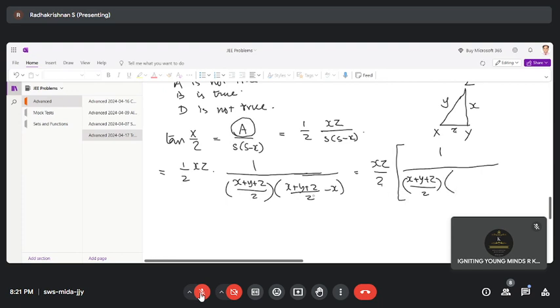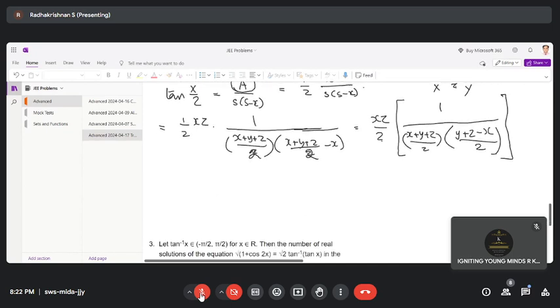The other one becomes, this is 2, and Z, please be careful. So this will be (X plus Y plus Z minus 2X) by 2. That means Y plus Z minus X, because X minus 2X is minus X. So it comes like that. If we simplify this, we will get the given expression.